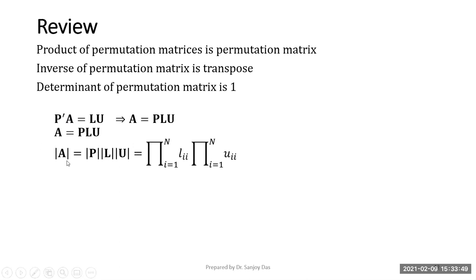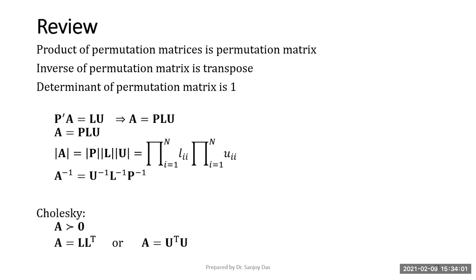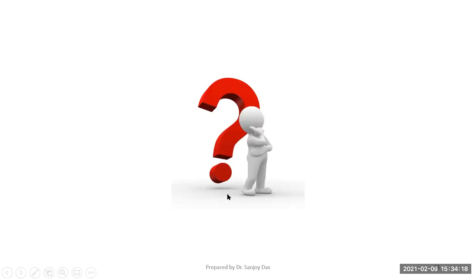And I just explained how, from the PLU decomposition of a matrix, we can easily obtain the determinant and the inverse of the matrix. Cholesky decomposition is of this form. It's only applied to symmetric positive definite A's, and it's LL transpose or U transpose U. Any questions?